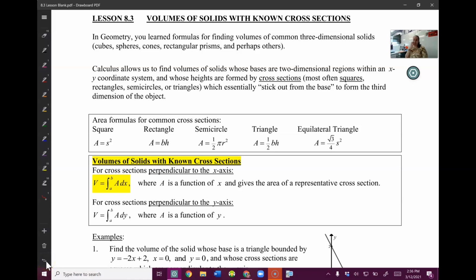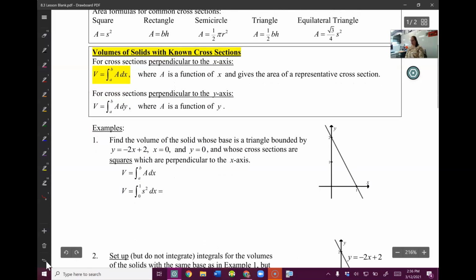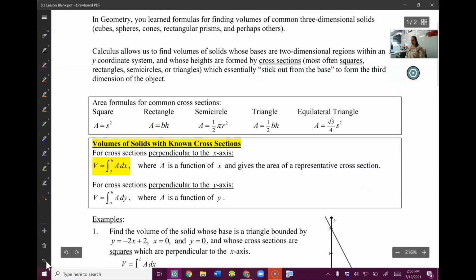Welcome to lesson 8.3. In this lesson, we're going to be finding volumes of solids with known cross sections. Now this is going to be a little weird to work with, but I've got some internet sites, some apps that we can use to try and help you visualize this new idea. So let's start with this.